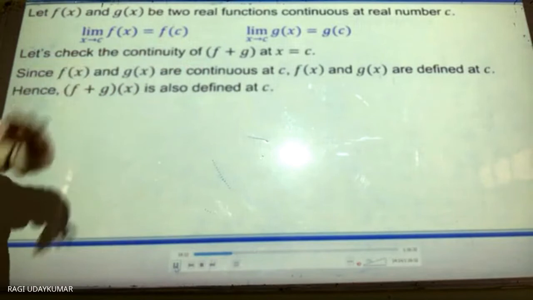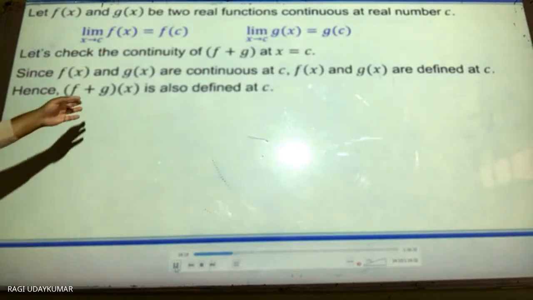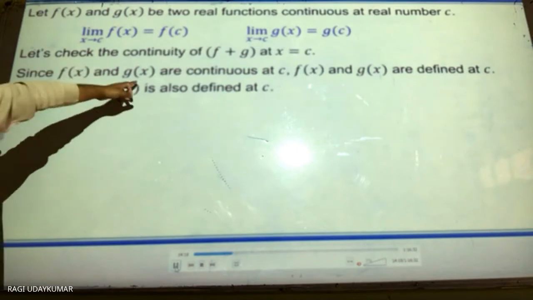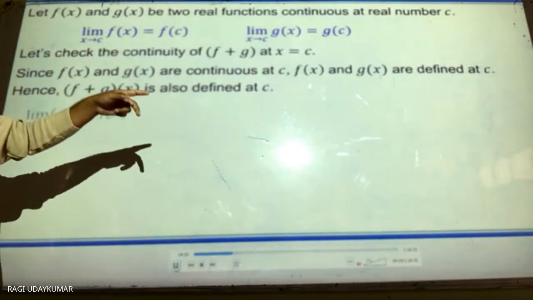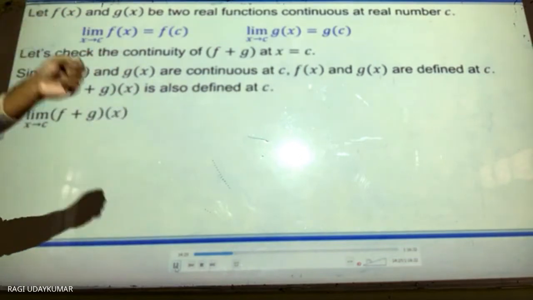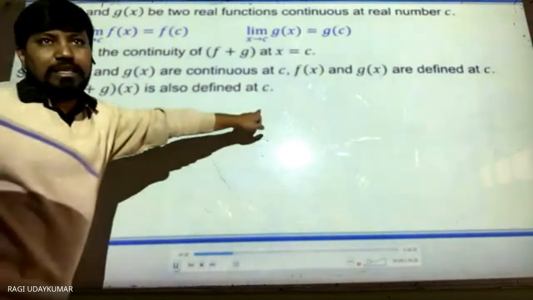Let's take the continuity of the function f plus g, the sum of the two functions. Suppose f of x and g of x are continuous at a particular point c. If they are continuous, then f of x and g of x are defined at c, and then f plus g of x is also defined at c.